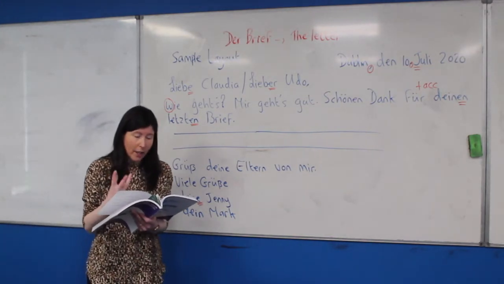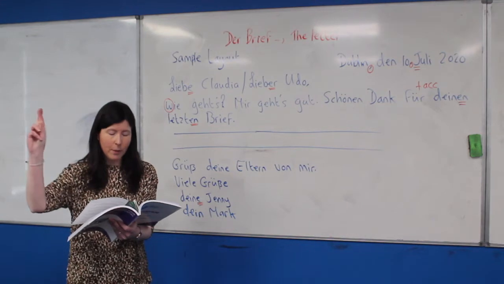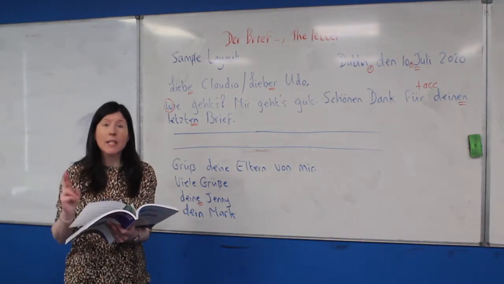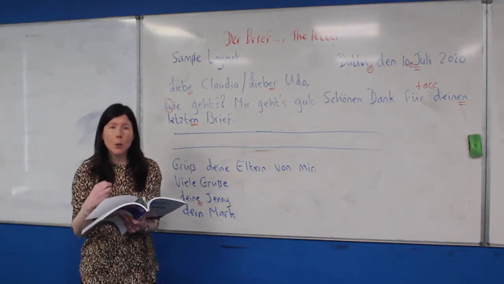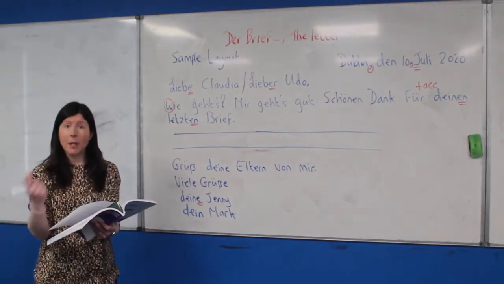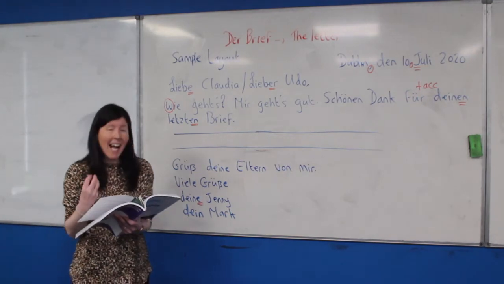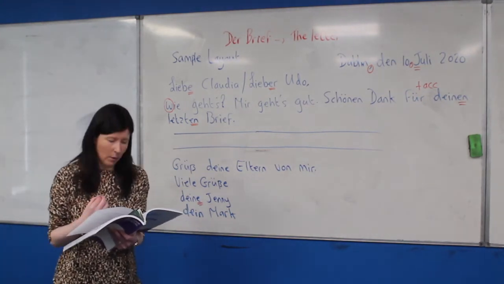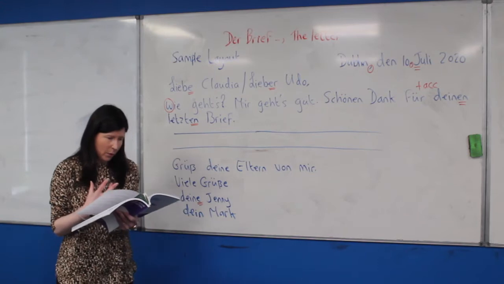Okay, or another nice little one that you could add in is, I'll keep my fingers crossed for you. Ich drücke dir die Daumen. So ich drücke dir die Daumen. Okay, or maybe you want to say to them, keep your fingers crossed for me. That'll be halte mir die Daumen. Okay, so they're all very useful ones to use.